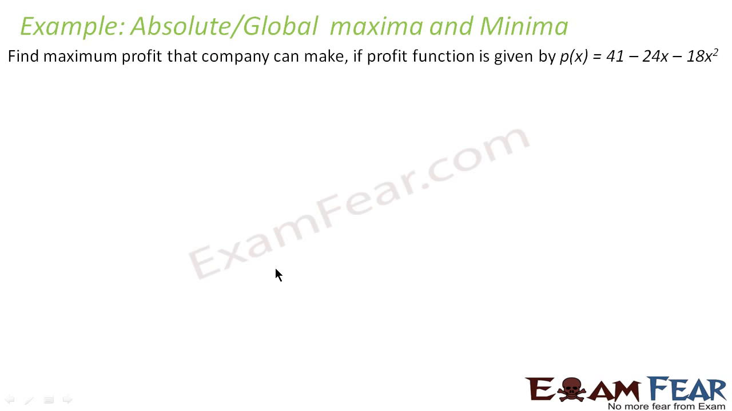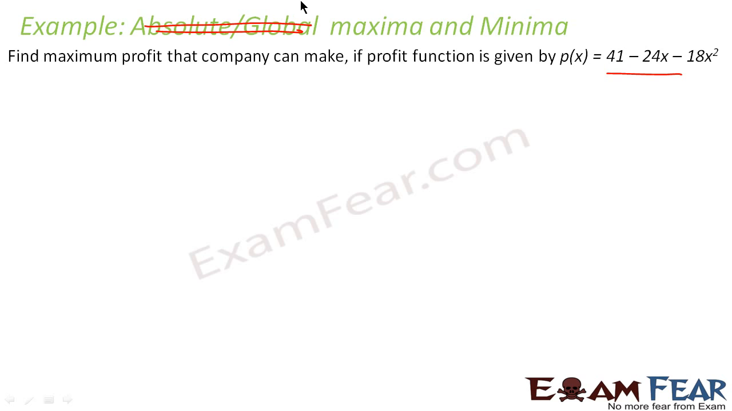Let's take one more example. Find the maximum profit a company can make if the profit is given by this function. Is this an absolute maximum question? No, it is not. Why? Because it is an open interval question. The interval is not closed. Just by looking at the question, you can say the interval is not closed. So it's an open interval question.